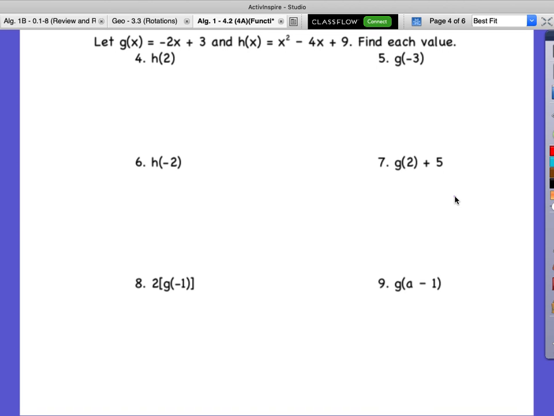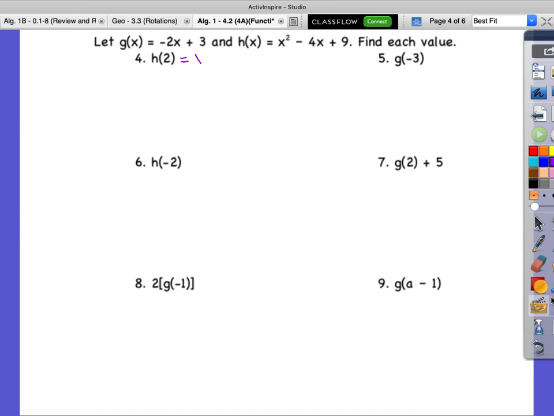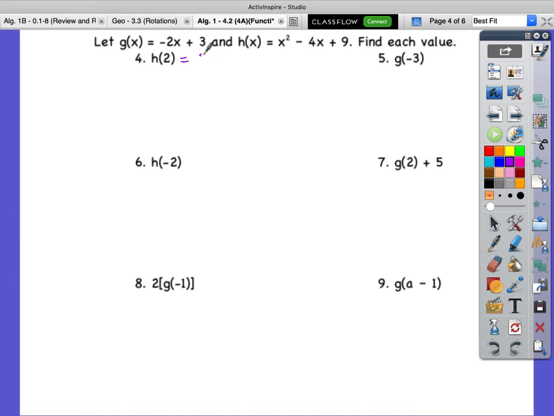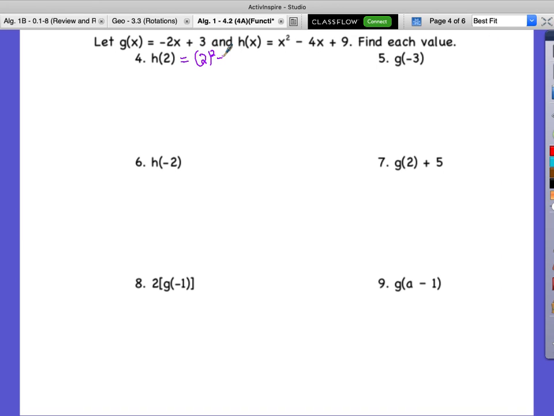2, because that's what's in the parentheses. So we're saying what's h of 2? We take h of x, and we just plug in, instead of x squared, it ends up being what squared? 2 squared. Instead of minus 4x, it ends up being minus 4 times what? 2.